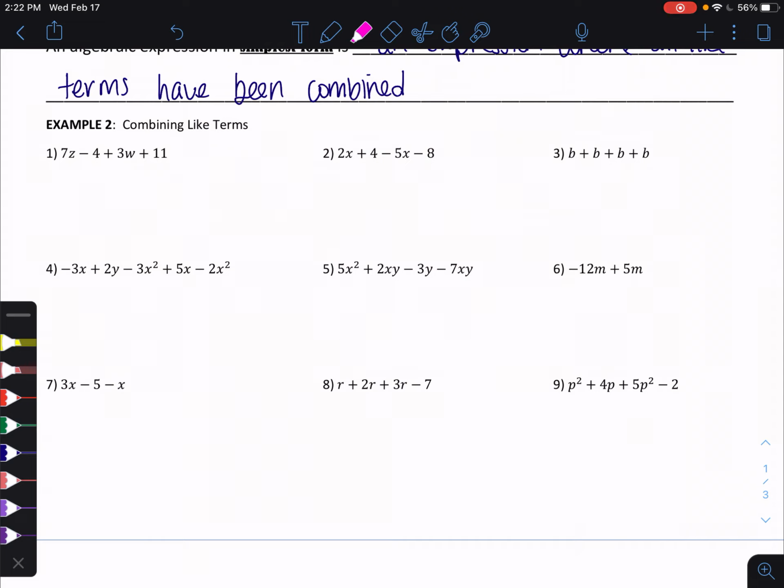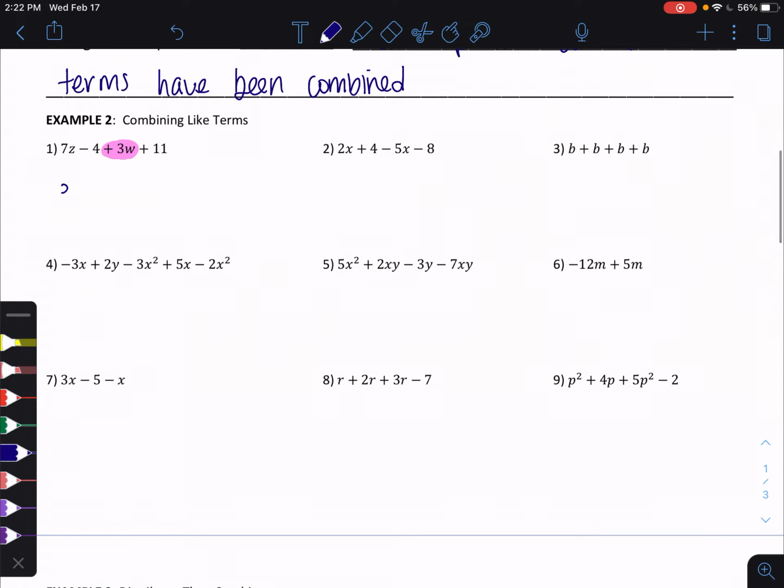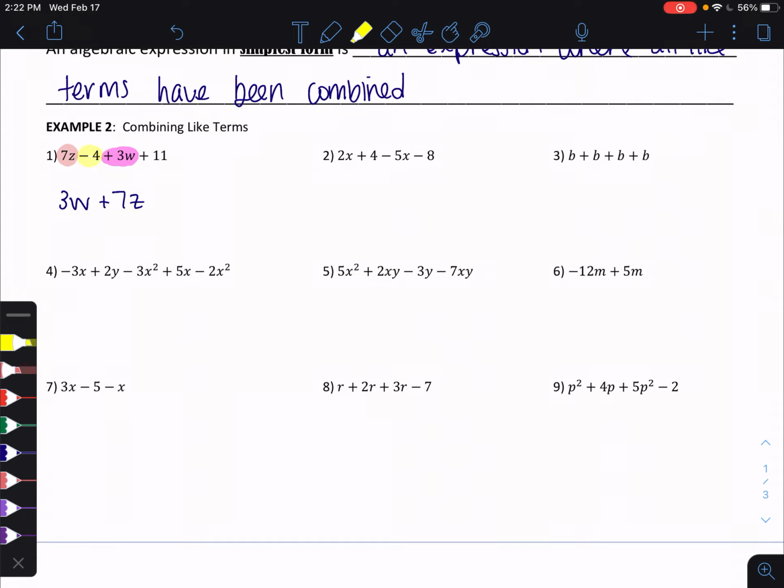I'm going to look at 3w first, because I'm going to go alphabetically. So 3w has no like terms with it. That's going to come first. Then my other variable is a z. Nothing in common with z, so plus 7z. Then I'm going to look at, I've got a minus 4, which is like a negative 4, and then a plus 11.